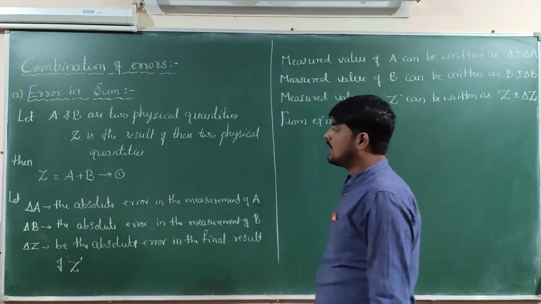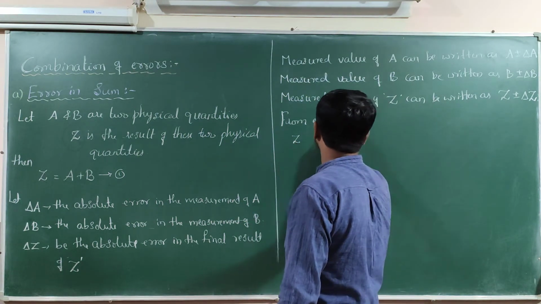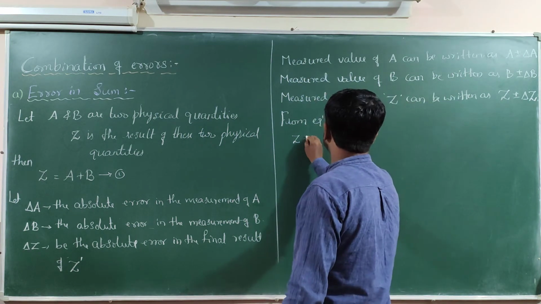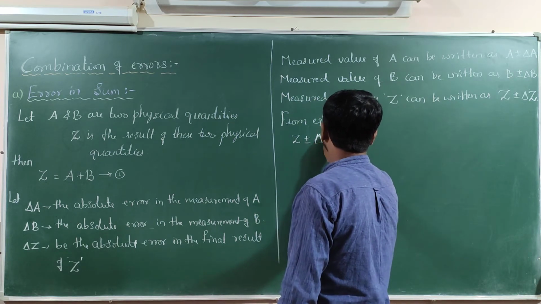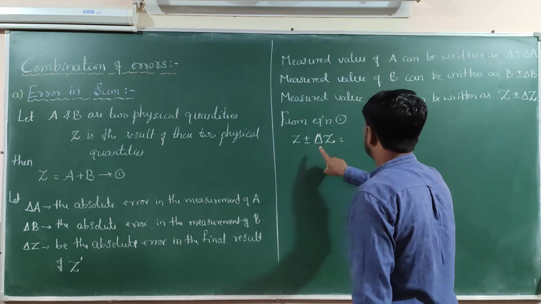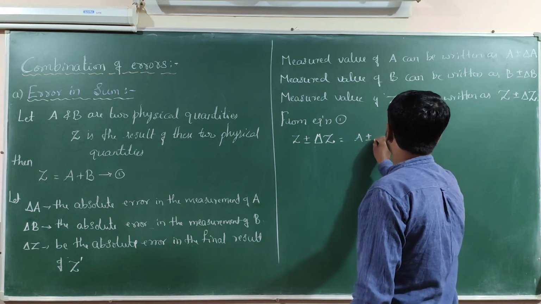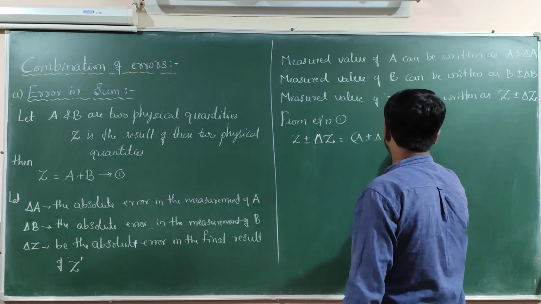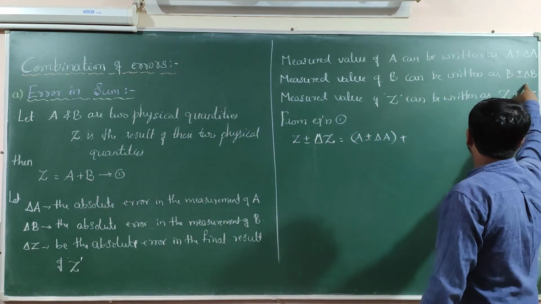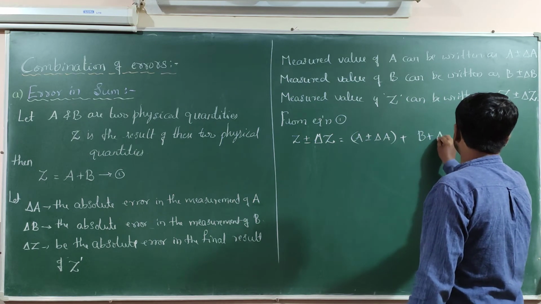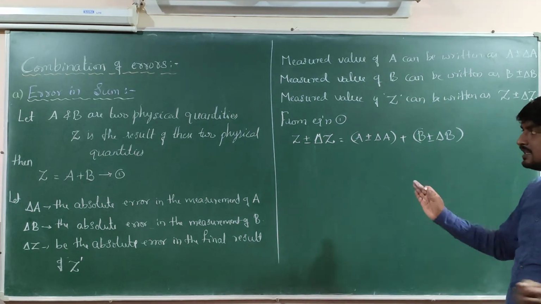from equation 1, what does equation 1 say? I have to add both the quantities. So if I add both the quantities, then using these quantities, Z plus or minus delta Z is equal to the first quantity. What is A? A now is termed as A plus or minus delta A, one bracket, plus, then B can be written as B plus or minus delta B. Then rearrangement of terms.